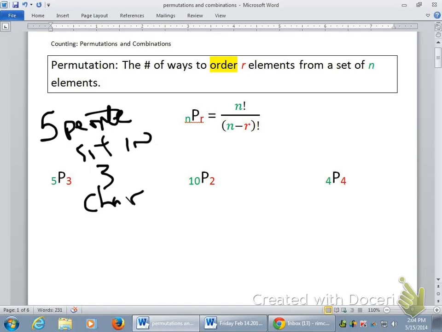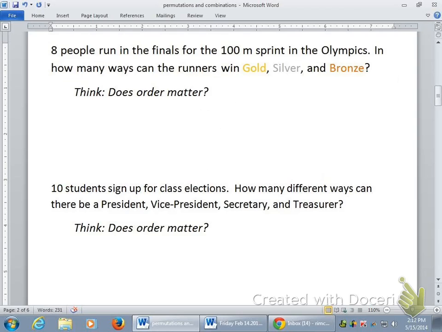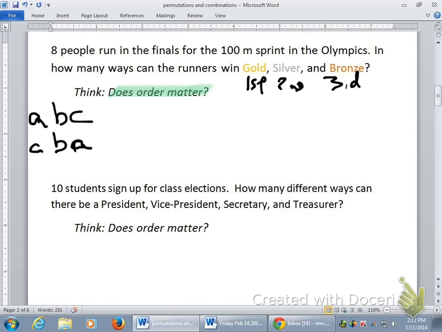Now, let me give you a better example. What we're looking at in this situation, clearly order is very important. First and second and third is way different. In other words, if I finished A, B, C, that's different than finishing C, B, A. C, B, A, right? That's a different finishing order, isn't it? So, think. Does order matter?